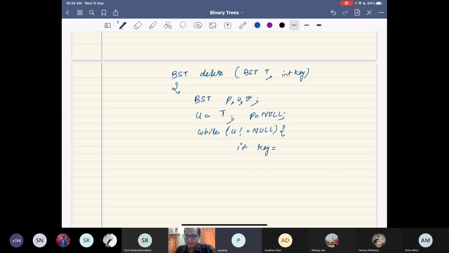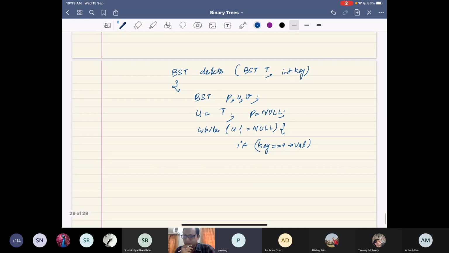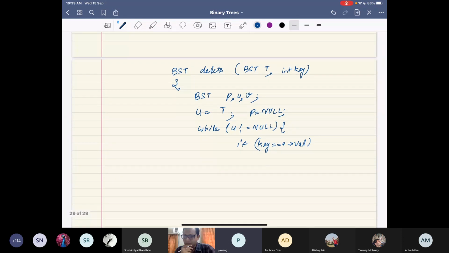If key is equal to U, that means this is the node you have to delete. Yeah, this is the node you have to delete. Okay, so you have to delete that node, then you have to find out which case it lies into.